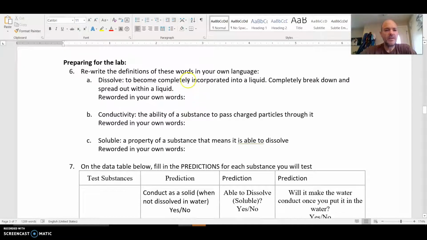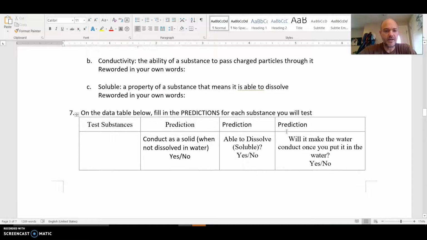All right. So here's where we're at. Preparing for the lab, maybe think about rewriting these definitions. So these are 3 important things. If something dissolves, it becomes completely incorporated into a liquid. It completely breaks down and spreads out within a liquid. So think about writing that in your own way. Conductivity, we've talked about this before, the ability of a substance to pass charged particles through it. So does it conduct electricity, right? Solubility, soluble, property of a substance that means it is able to dissolve.